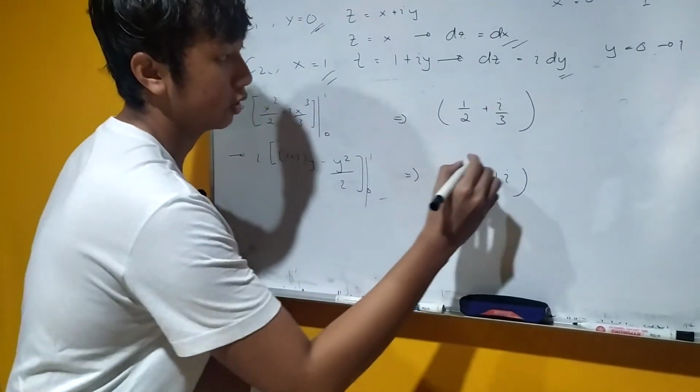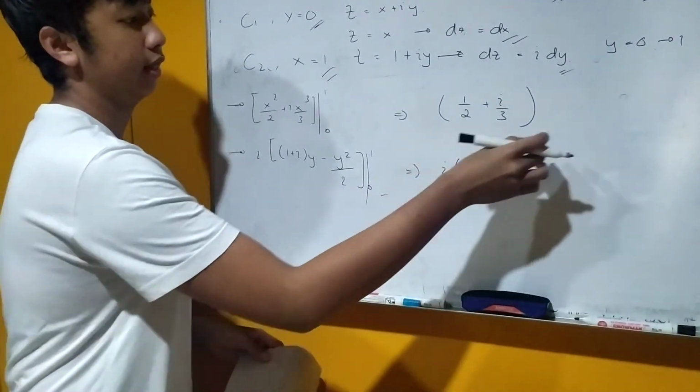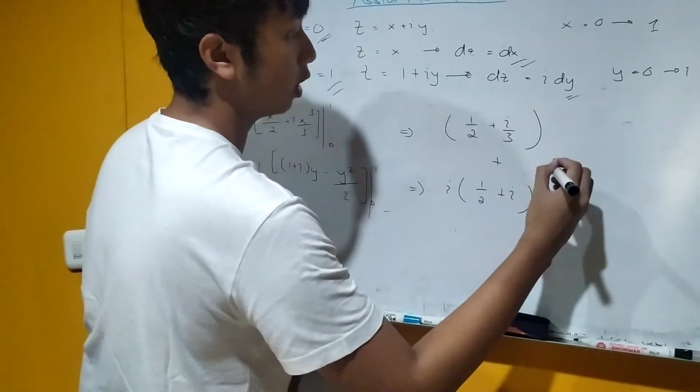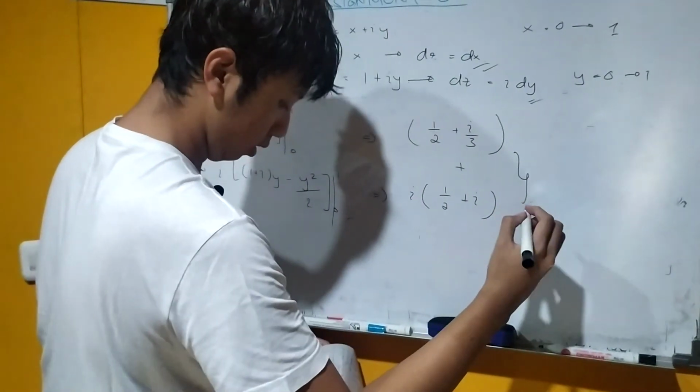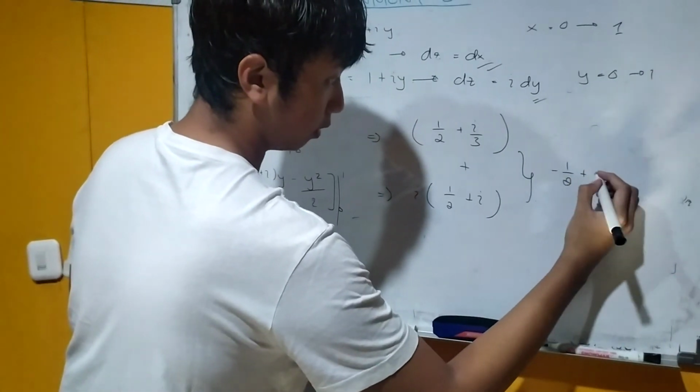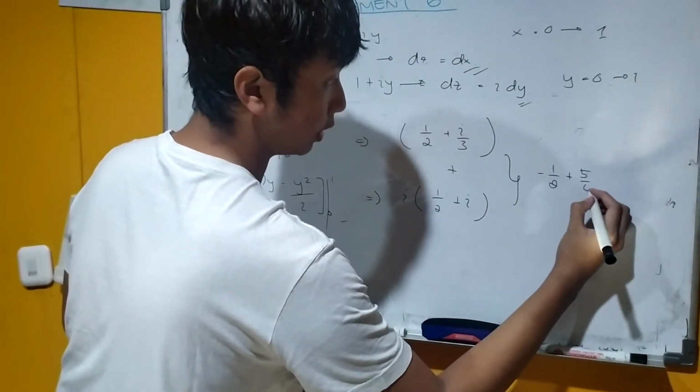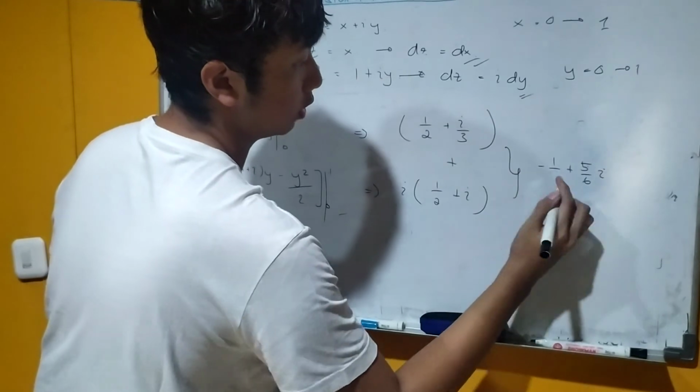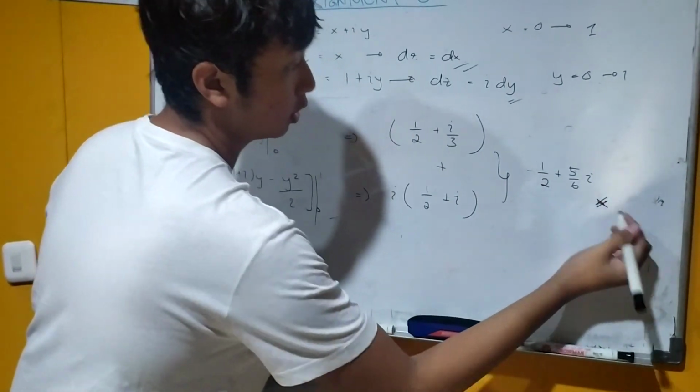Now we want to add these two results together, and the final result will be minus 1 over 2 plus 5 over 6 i. This is the final result.